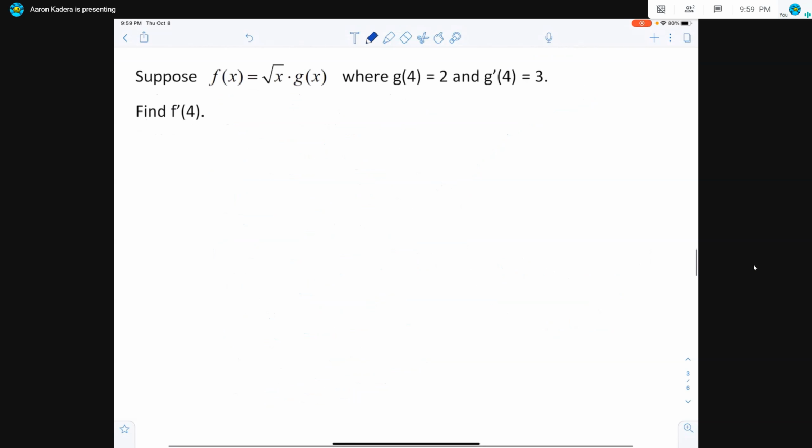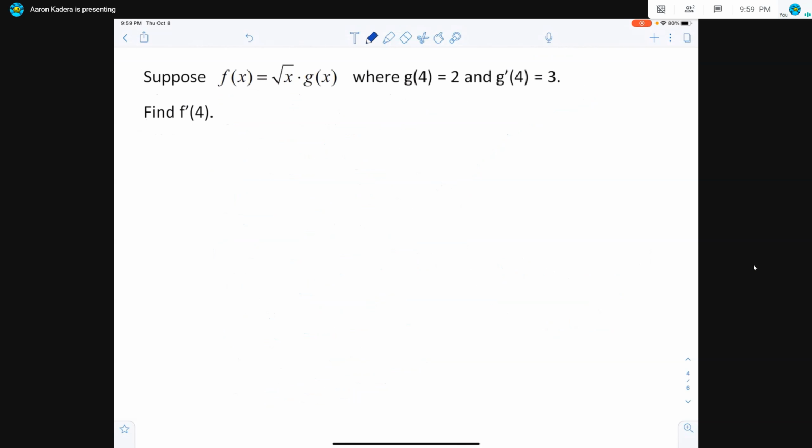All right, this one's a little bit more conceptual, and there's definitely an AP style vibe to this sort of question. It says, suppose f of x is equal to the square root of x times g of x. And then it gives you some kind of tabular data. It doesn't give you the table, but it gives you some values that are possibly in the table. It would like you to find the derivative of f evaluated at 4.